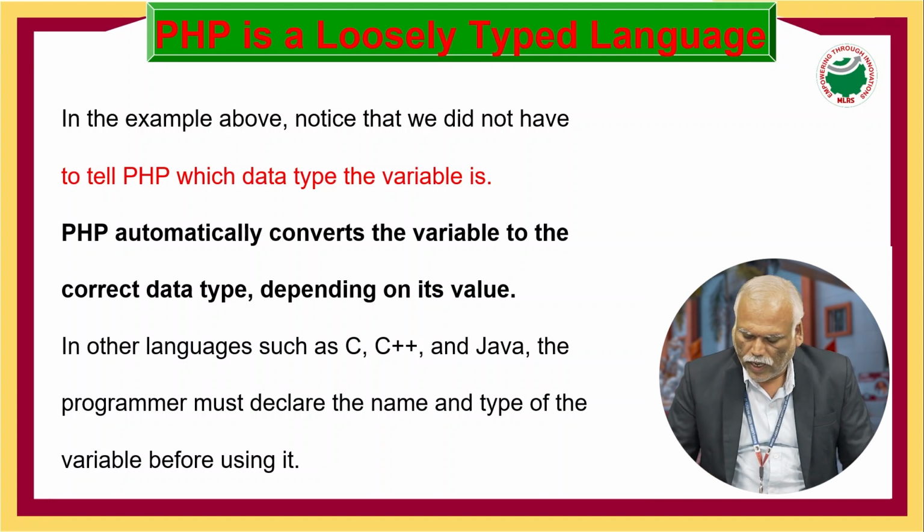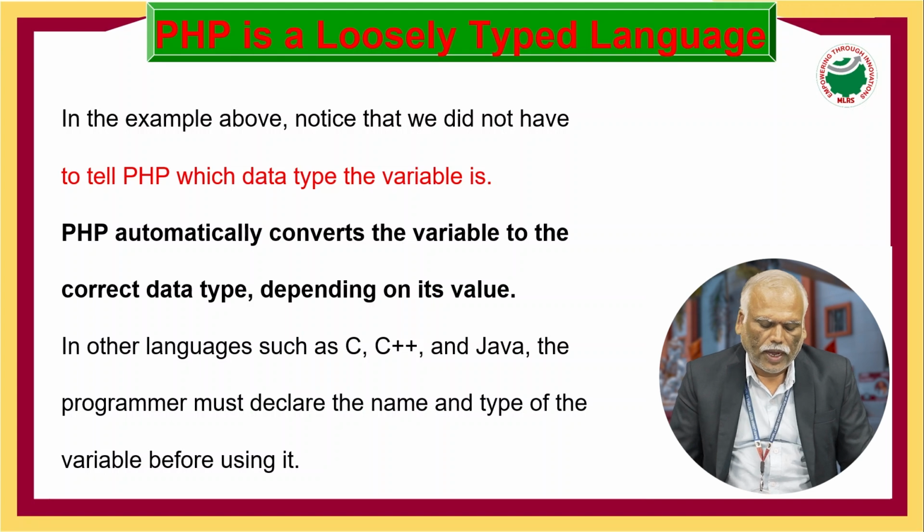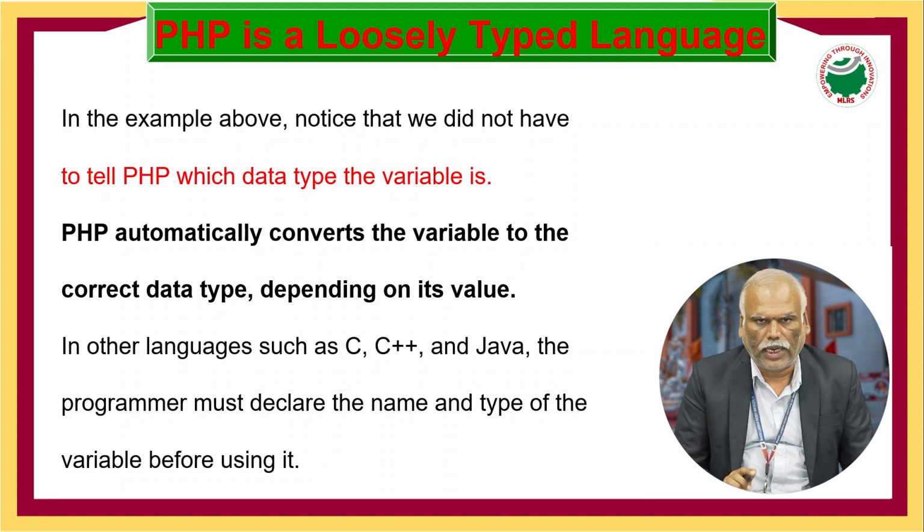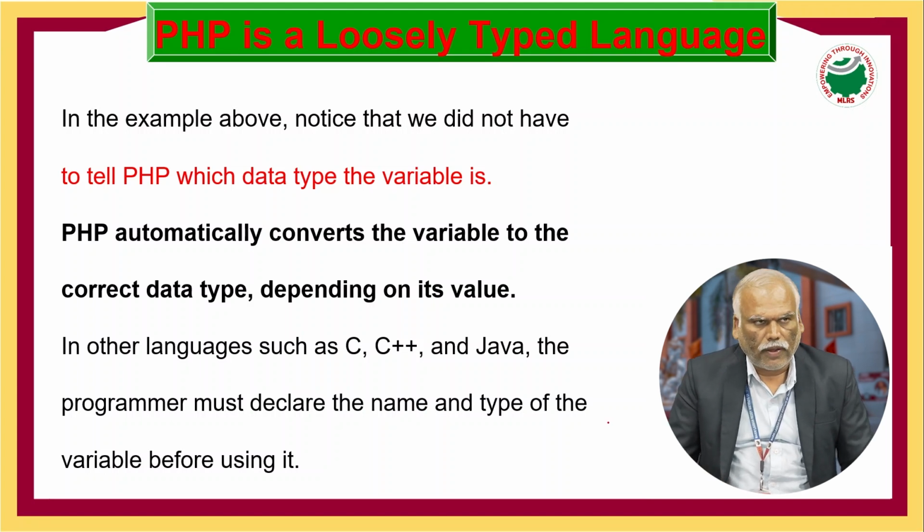From these examples, we understand there is no type specified as part of a variable declaration. That's why PHP is a loosely typed language. Here we notice that we did not have to tell PHP which data type a variable is. It automatically converts the variable to the correct data type depending on its value. In other languages like C, C++, and Java, the programmer must declare the name and type of the variable before using it. But here there is no need to specify the type of the variable. That's why it's a loosely typed language.